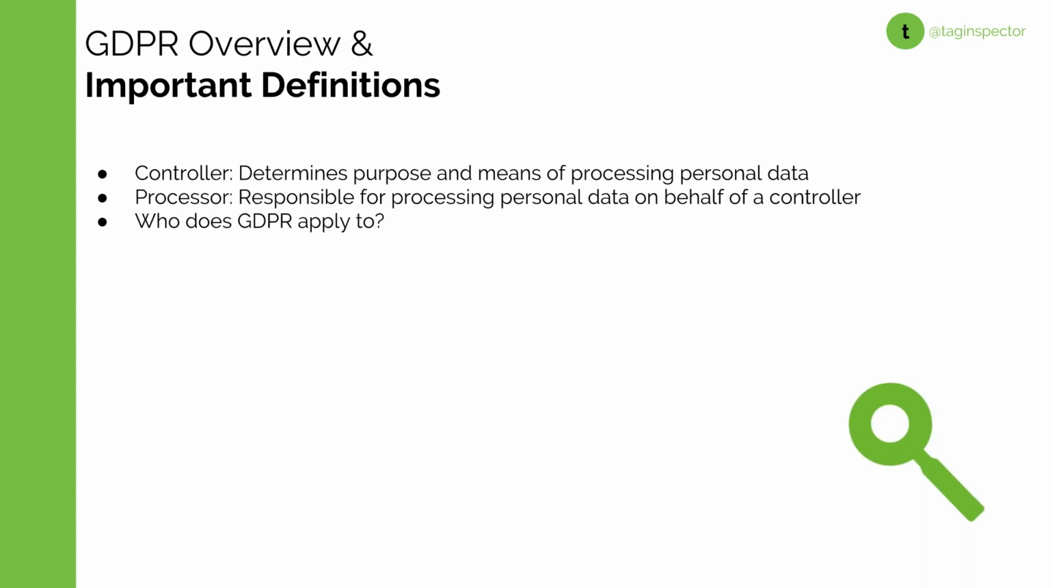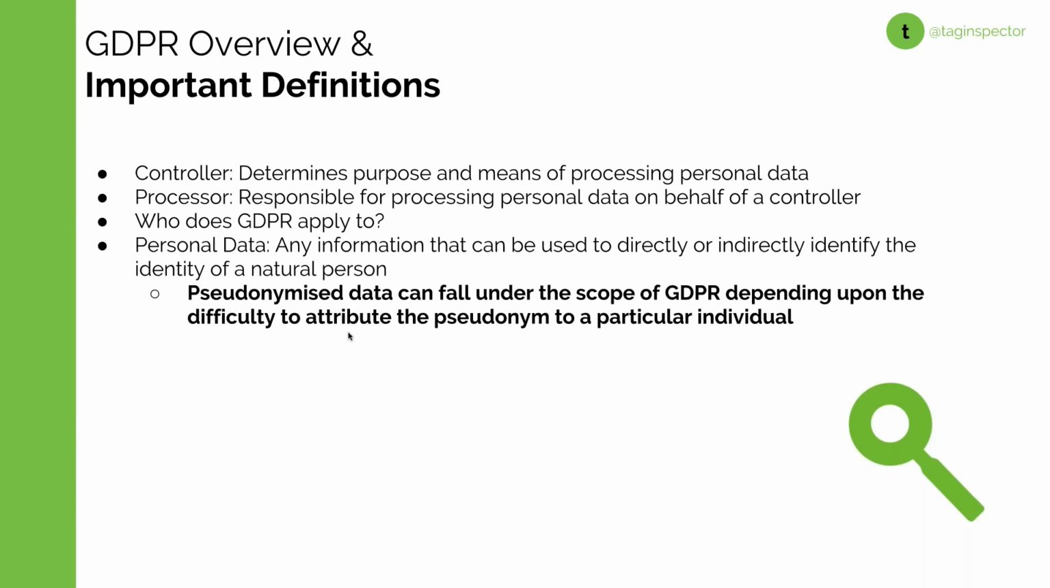Who does GDPR apply to? This is a common question. GDPR applies to any organizations that are operating within the EU, and any organizations that are offering goods or services to subjects within the EU. So if you're located within the EU, it applies to you. If you are outside of the EU, but you offer goods and services or market to individuals within the EU, it also applies to you in those cases. GDPR confers those privacy rights to anyone that is within the EU.